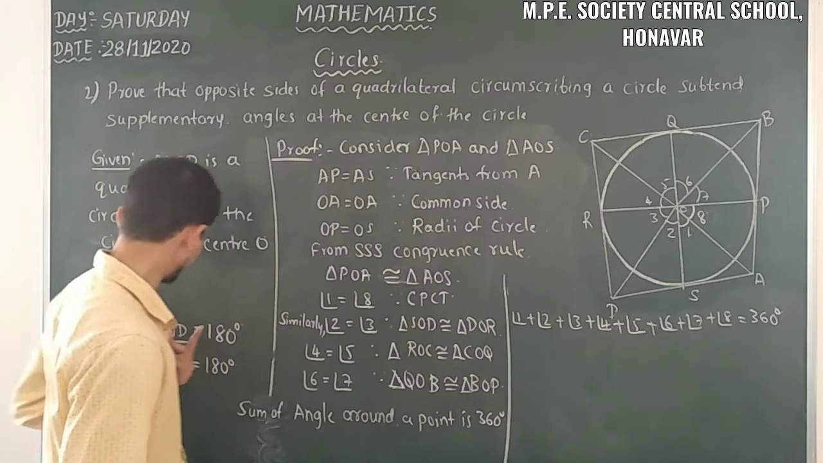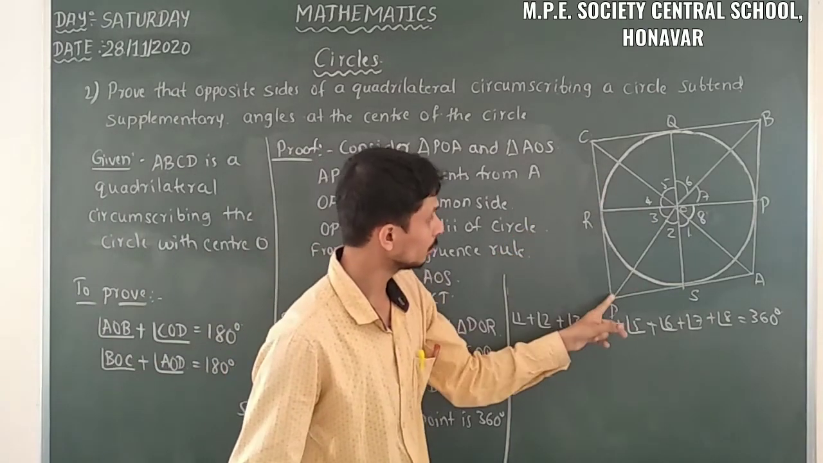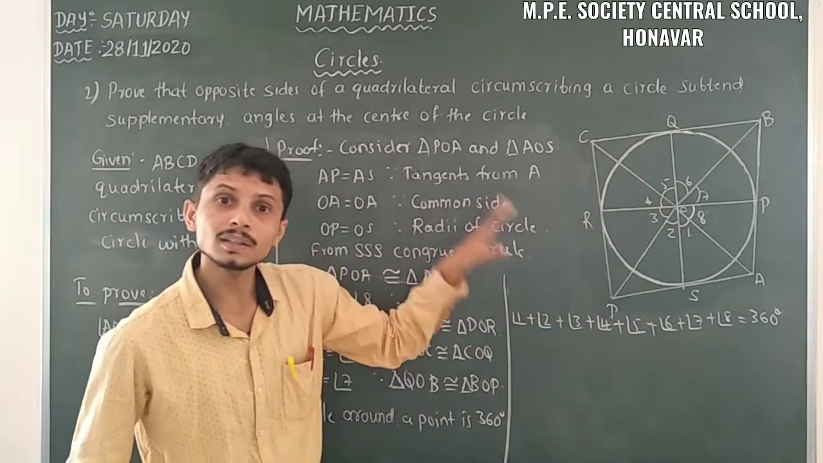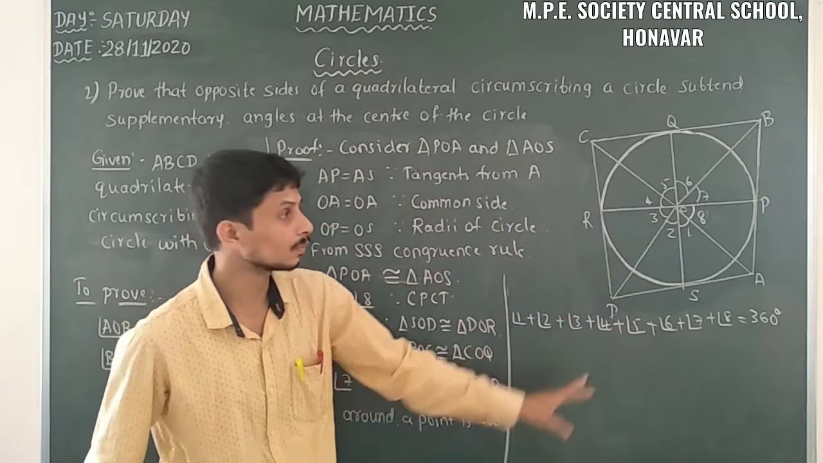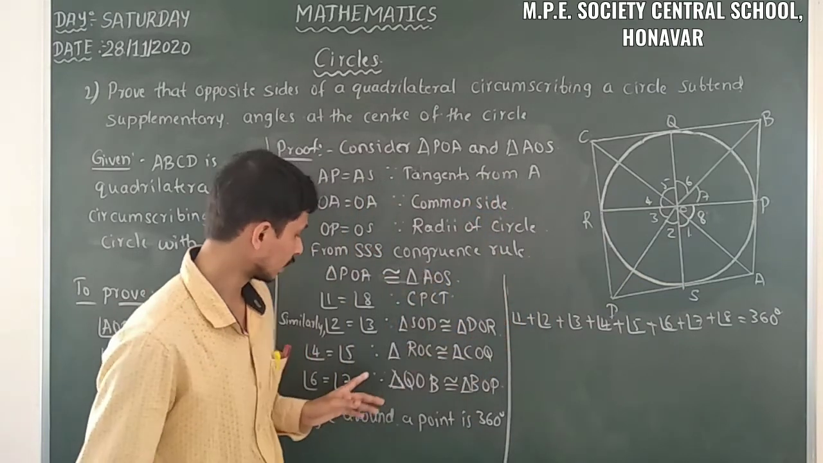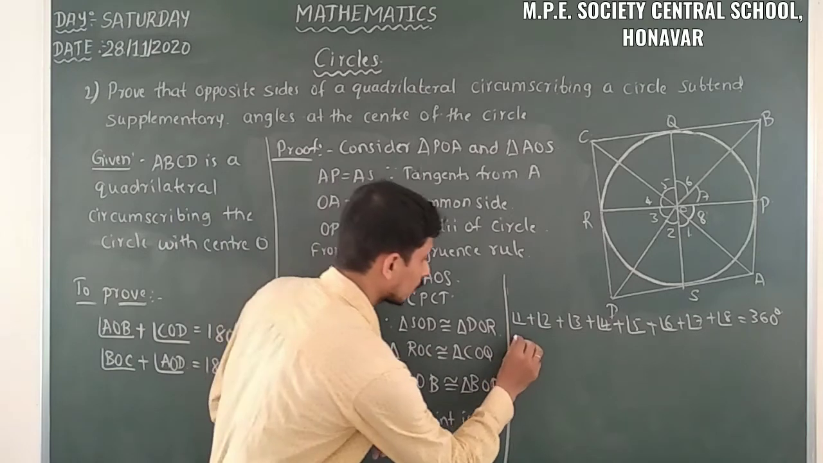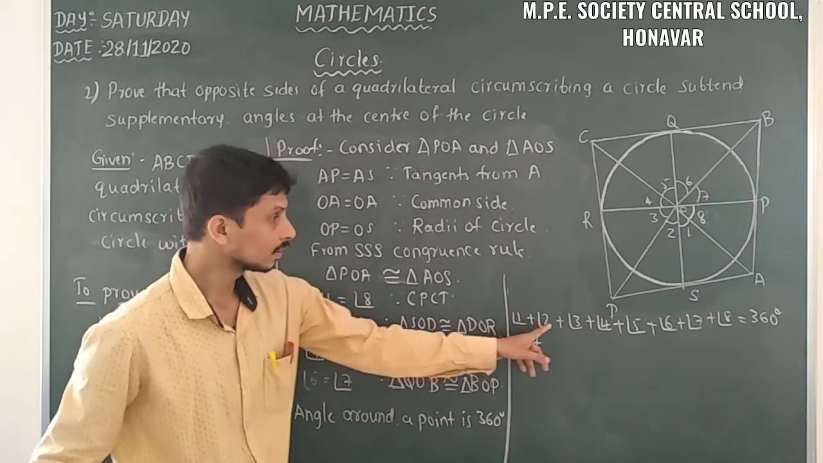And angle COD means angle 3 plus angle 4. So all the things in this equation we have to express in the form of angle 7, angle 8, angle 3 and angle 4. How to do that? Here we know that angle 1 is equal to angle 8. Let us take angle 1 as angle 8 because we want angle 8.